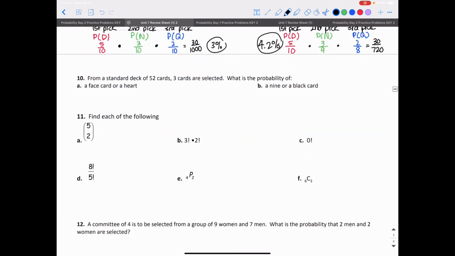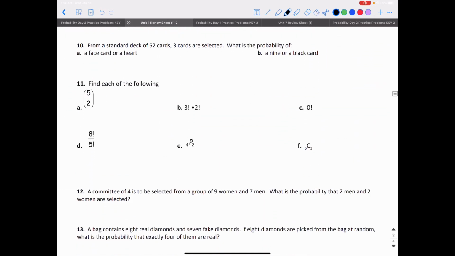All right, and then the next page I have for number 10, from a standard deck of 52 cards, 3 cards is, okay, this is wrong. Cross that out. That is not right. 1 card is selected. I don't like how messy that is, so I'm going to do that again. Cross this out. Only 1 card is selected. Otherwise, this question doesn't make sense.